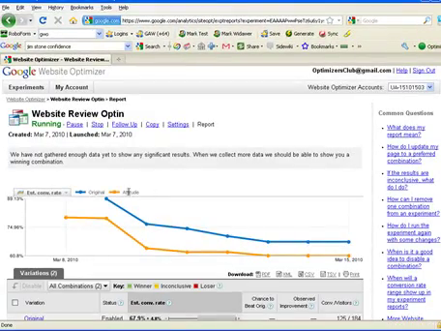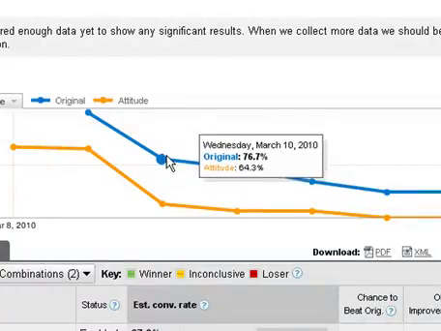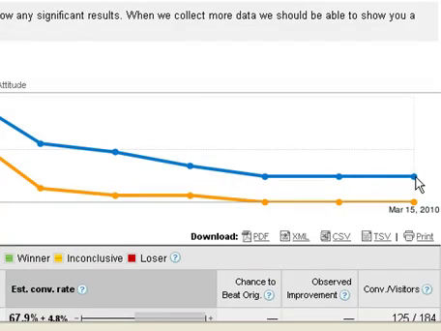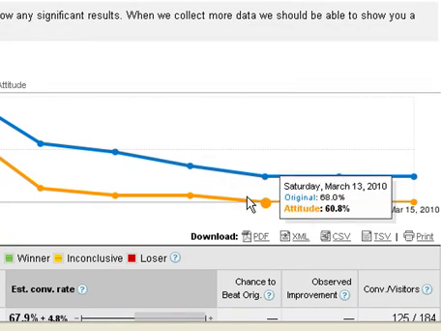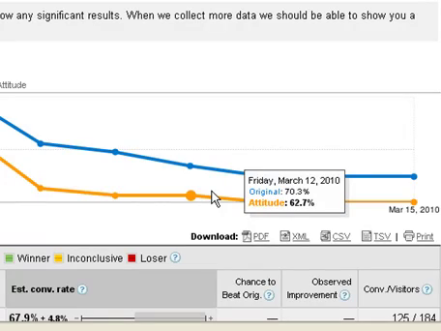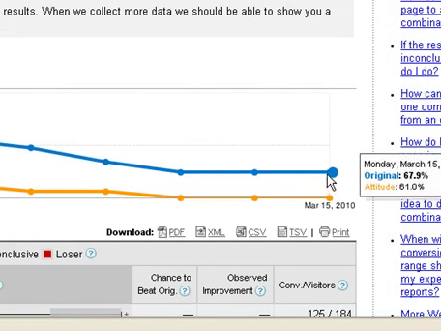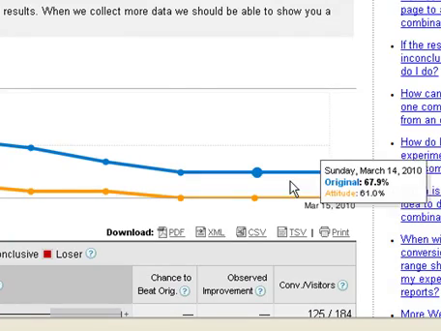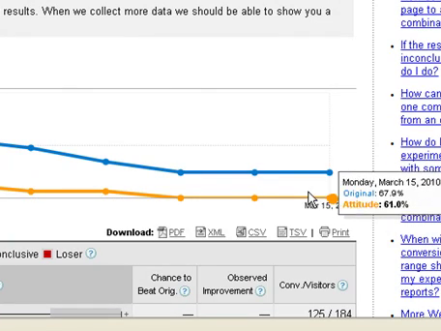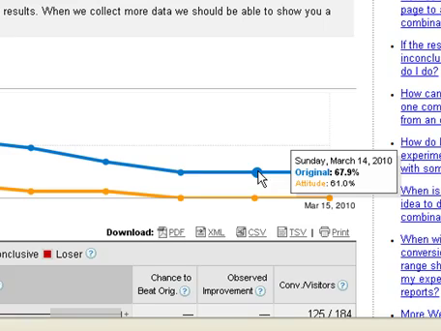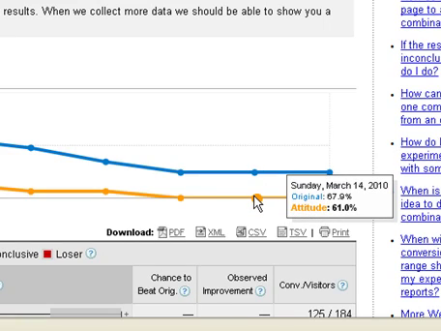All right, so what you can see here is that we have the original page, which is this blue line here, and it's had a consistently higher conversion rate than the orange line here, which is the attitude page, which we saw in the last video. And what you can see also here is that for the last couple of days we have not had any new traffic, and that's why these lines are now parallel and horizontal, because there's no new traffic coming to these pages. But what we can see is that the original page is consistently doing better than the attitude page.